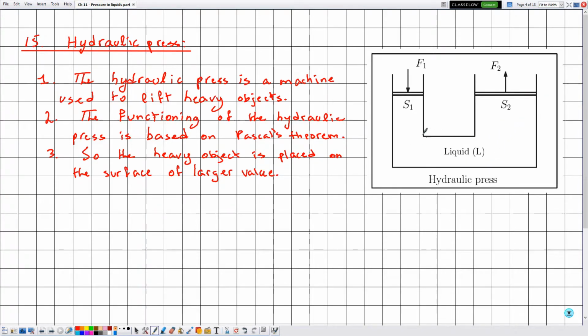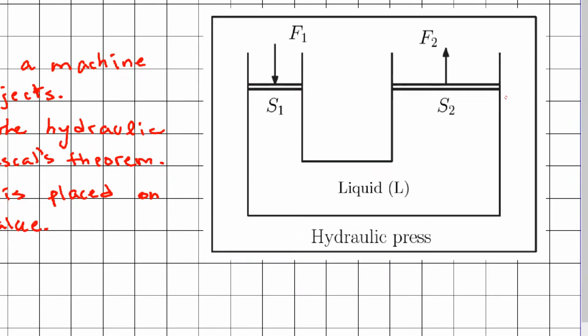So this document on the right shows the hydraulic press. It consists of 2 branches. So this is branch number 1 and this is branch number 2. Now these 2 branches are closed by pistons. So this is piston number 1 and this is piston number 2. And the two branches are connected via liquid L. Now notice that this branch has a cross-sectional area S1 and branch number 2 has a cross-sectional area S2. So as we can notice, S2 is greater than S1.